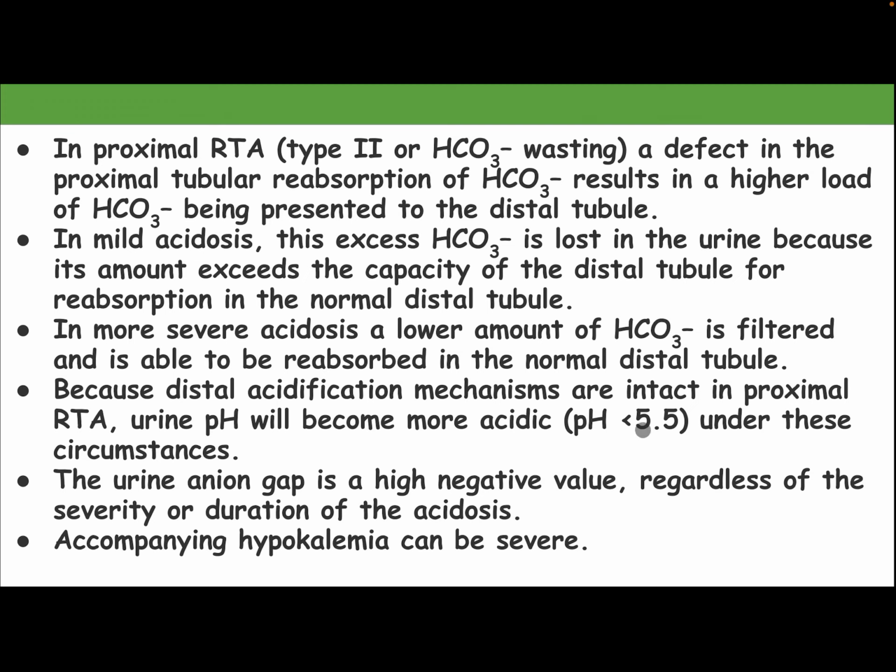Urine pH can be more than 5.5 under these circumstances. The urine anion gap is a high negative value regardless of the severity or duration of the acidosis. Accompanying hypokalemia can be severe.